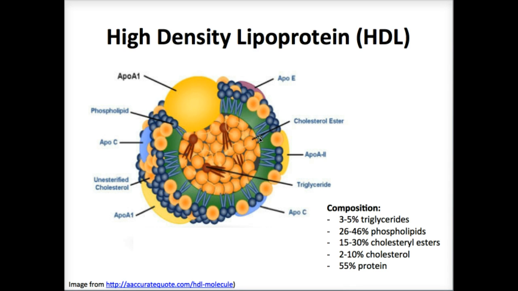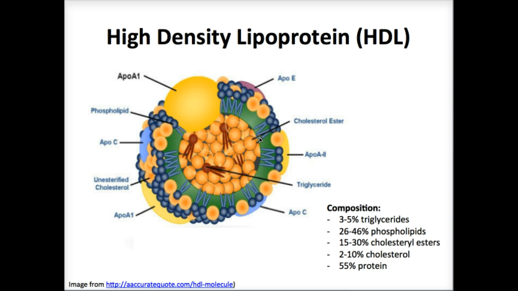One thing I'd like to point out here is that when the HDL particle is initially secreted by the liver, it's considered a precursor particle or an immature HDL particle. And then as it travels around in the bloodstream, picking up its passengers, i.e. the excess cholesterol from the cells, it becomes what we call a mature HDL particle.